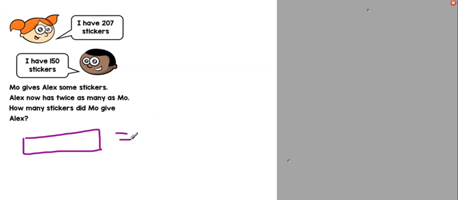You have got 150 and you've got 207. But Alex has twice as many as Mo. So Mo has got one sticker for every two that Alex has got. So that means we need to split our bar model into 3. So how many stickers did Mo give Alex? Pause the video now and have a go.